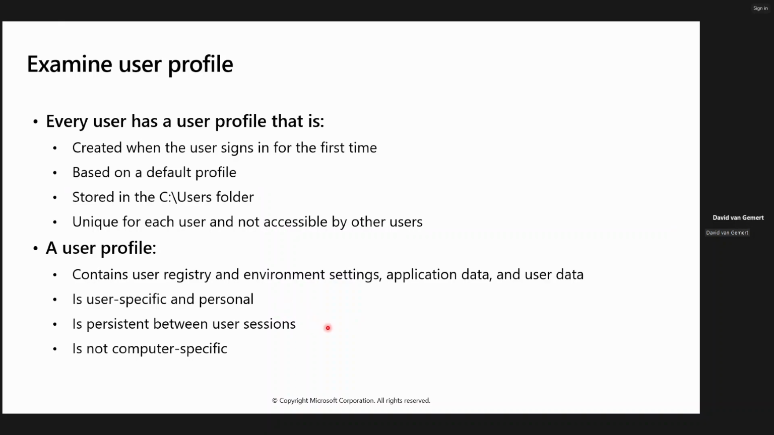The system persists it between user sessions. So we mentioned it's created the first time you log in, and the second time you log in is faster because it's already there. It doesn't have to be created. Now, they mentioned that it's not computer specific. What do we mean by that?